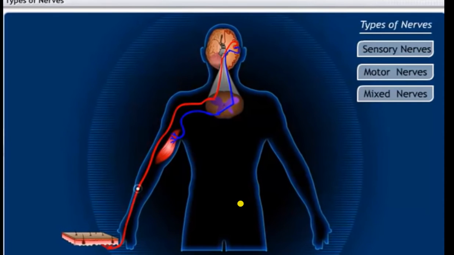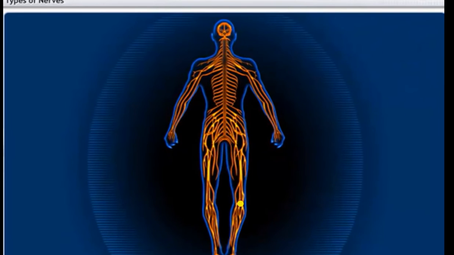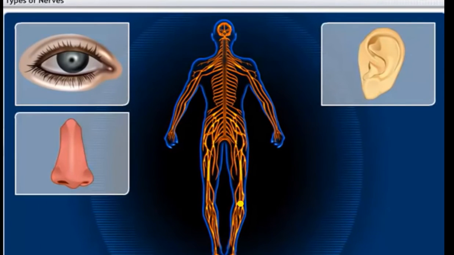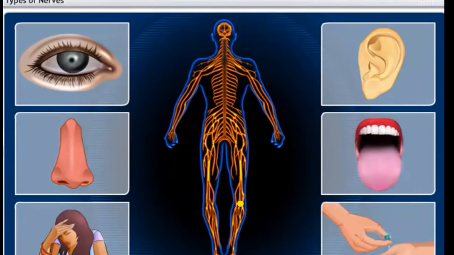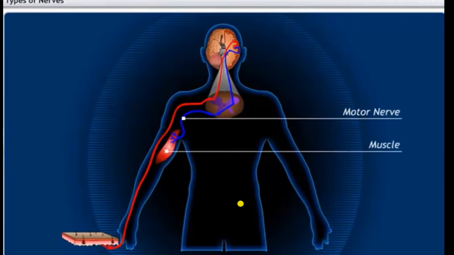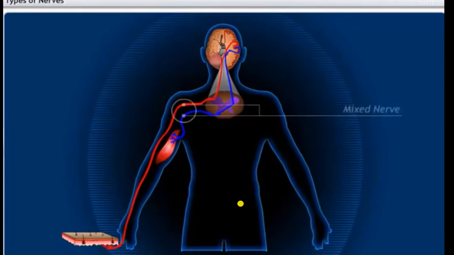Sensory nerves send messages from the sense organs to the brain or spinal cord. So, our sense organs provide the nervous system with information about the environment by means of sight, hearing, smell, taste, pressure, and pain. Students, next is motor nerves. They carry messages back from the brain or spinal cord to all the muscles and glands in the body. Next, mixed nerves. They carry both sensory and motor signals.